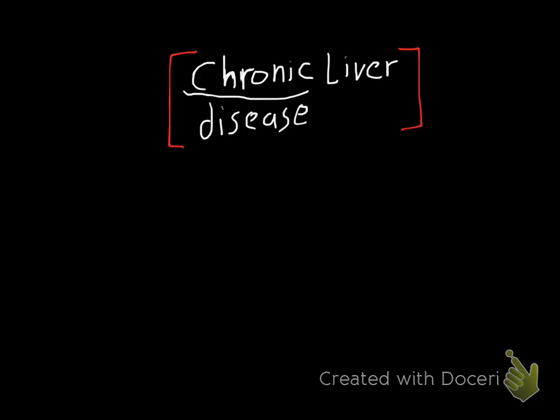Okay, so what happens in chronic liver disease and what signs and symptoms does the patient have when he has chronic liver disease? As usual, I will start with the normal functions of the liver, and from this point I will explain what happens in chronic liver disease. Let's assume that this is the liver.